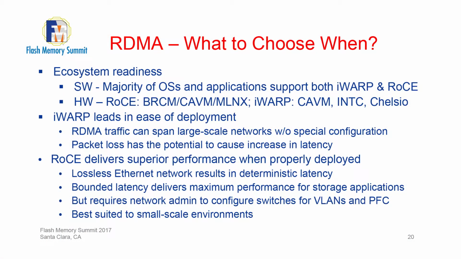But in the case of iWARP, you can go across a WAN, and you don't have to worry about congestion management. It's really about congestion avoidance at that point in time. I think I've laid down the way the protocols are layered for ease of understanding. So then the question becomes, which one do I choose?